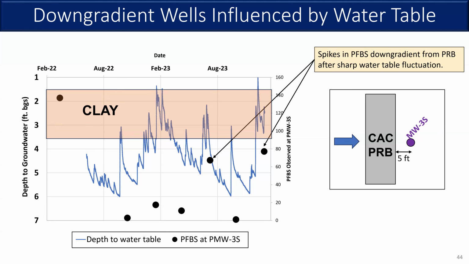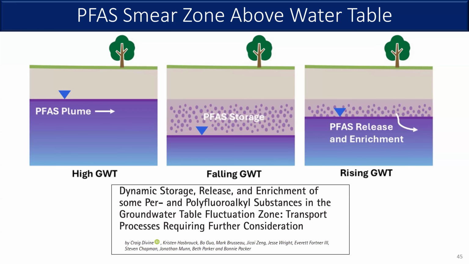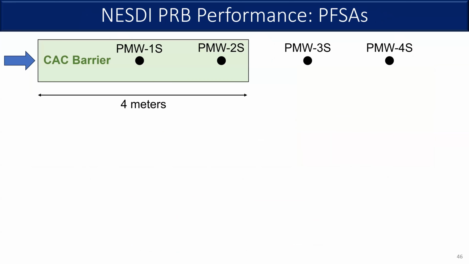So this is where that cross section we looked at, if we wanted to increase the mass flushing time, probably better to go downgradient where we don't have shallow sources. But if this was a demonstration, we want to kind of look at worst case, which is why it's sited where it is. And this whole thing about the water table fluctuations is described really well in a paper by Craig Divine et al.